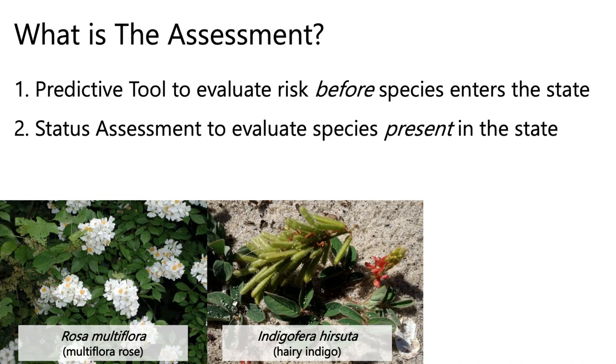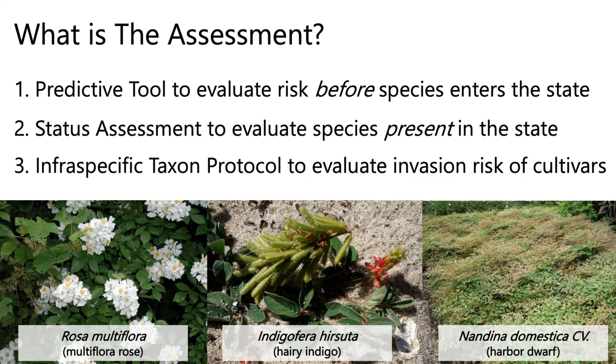The second tool is the status assessment, and we use that to evaluate species that are already present in the state. So this is more to characterize the invasion within the state of Florida. And the final tool is the infraspecific taxon protocol. We call it the ITP for short. And we use this to evaluate invasion risk of cultivars, hybrids, those kind of things.